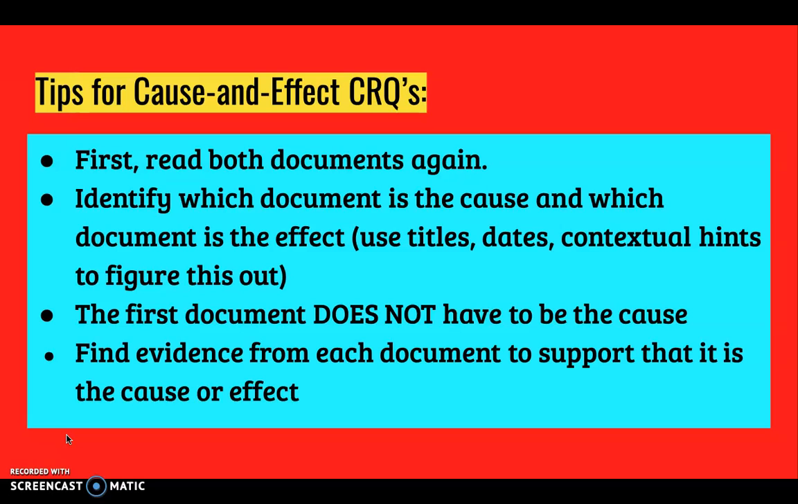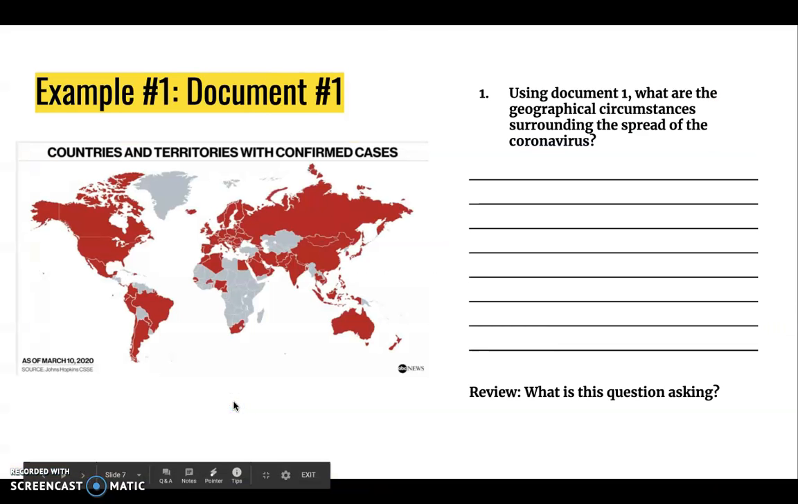The first document, this is so important. I assumed when the state released this new Regents exam, guys, that the first document would always be the cause. Well, we should never assume things, right? Because the first document does not necessarily have to be the cause, okay? So the second document can be the cause and the first document can be the effect. Find evidence from each document to support why you think it's the cause or why you think it's the effect, right? So we are going to practice, okay?